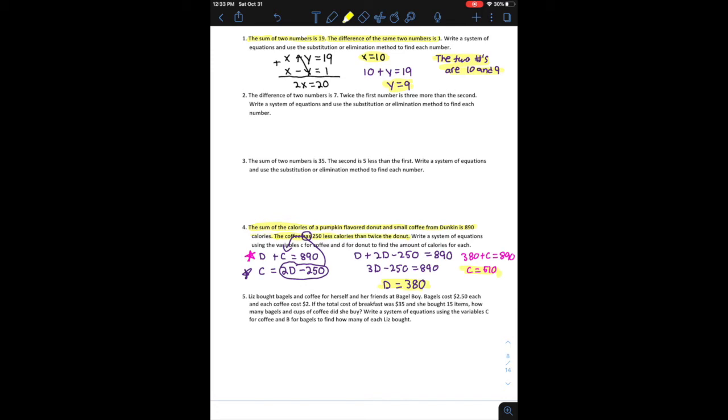What I'm going to ask you guys to do is pause the video, try number 2, 3, and 5 on your own. Once you get the answer, play the video back for a description of how to solve.